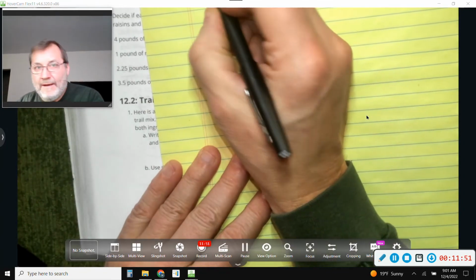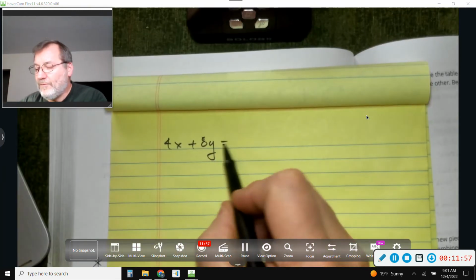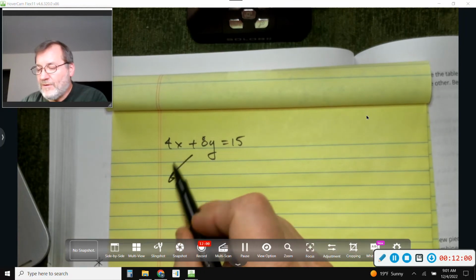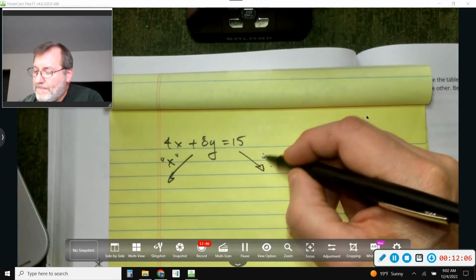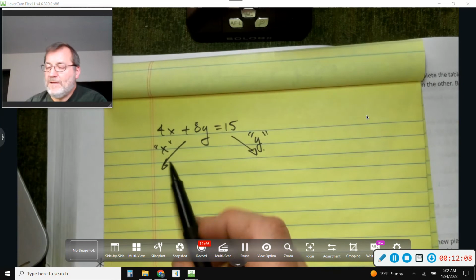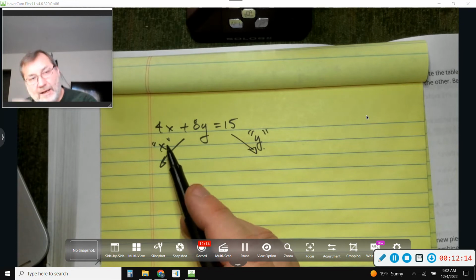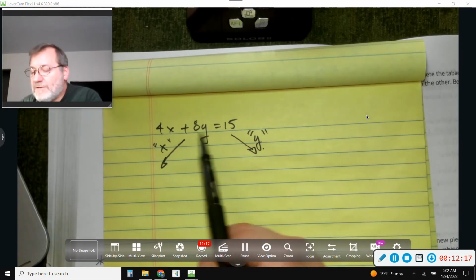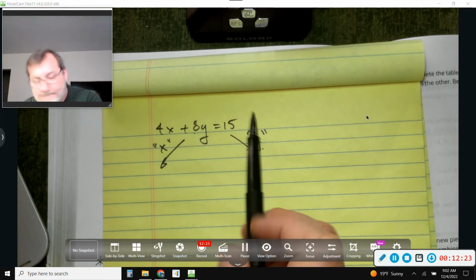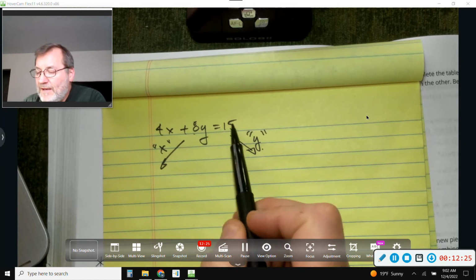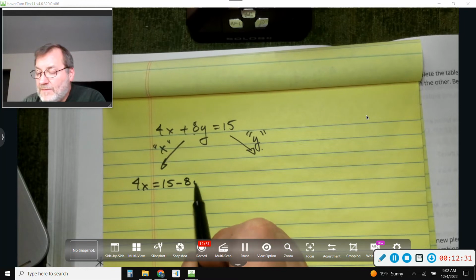So I've got 4x plus 8y equals 15. In one instance, I want to solve for x, and in one instance, I want to solve for y. I want to get x all by itself and put all the numbers and the y on the other side. I want to get this term all by itself because it's the only one containing an x. So I have to move this one to the other side. How do I do that? Well, I subtract 8y from both sides. 4x equals 15 minus 8y.